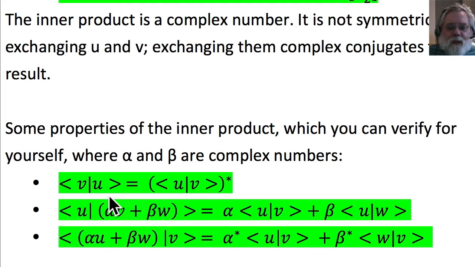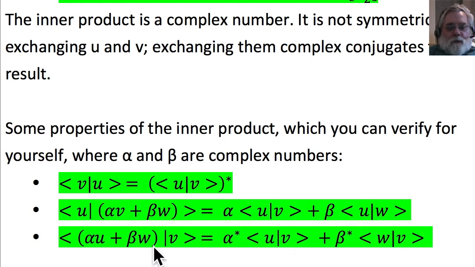Now, if the ket is a linear combination of other kets, we can pull those linear combinations apart, and we get this result. The coefficients alpha and beta come out as they are. So we can pull out the coefficients alpha and beta unchanged and use the inner product of u and v and u and w. We don't change the order, and u is still on the left on the bra side.